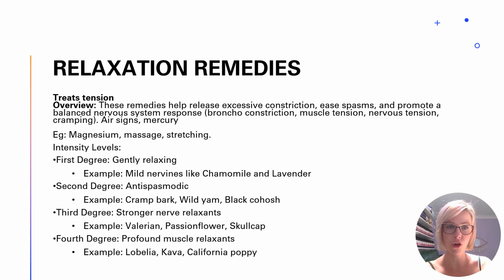And when we get into herbal medicine, we start at the first degree with gently relaxing things like nervines, chamomile, and lavender. We work up to antispasmodics, so we've got cramp bark, wild yam. Third degree, we've got stronger nerve relaxants: valerian, passion flower, skullcap. And fourth degree, profound muscle relaxants. Think kava.